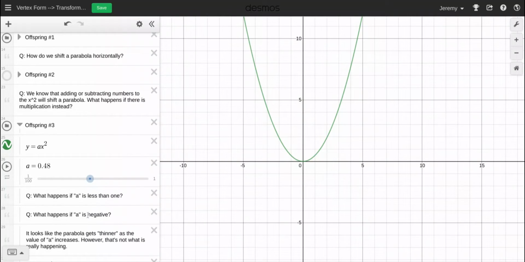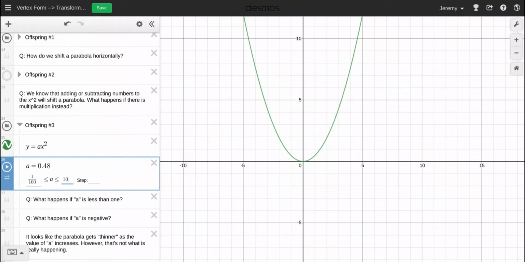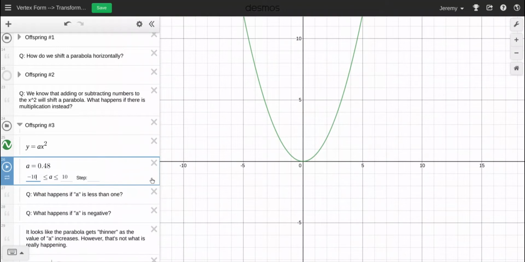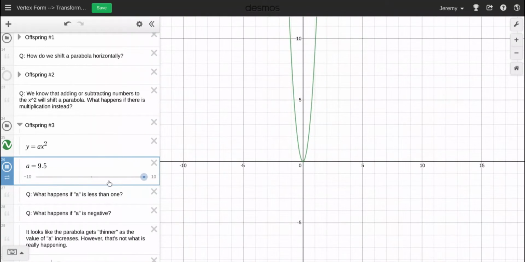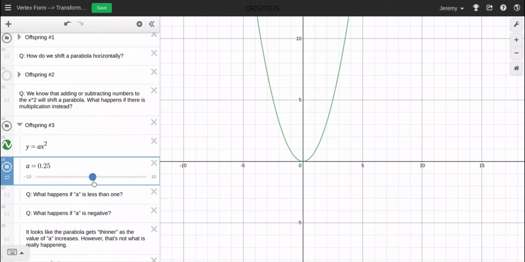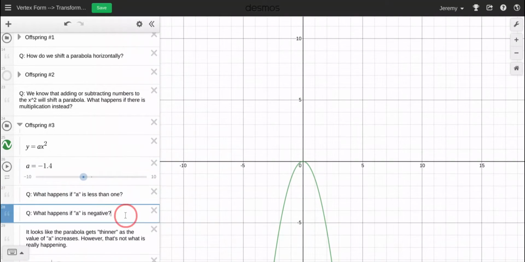All right, next question. What happens if a is negative? What happens if I make this 10 and let's say negative 10? Watch what happens if it goes down to the negatives. Whoop. Okay. So we call this inverting.